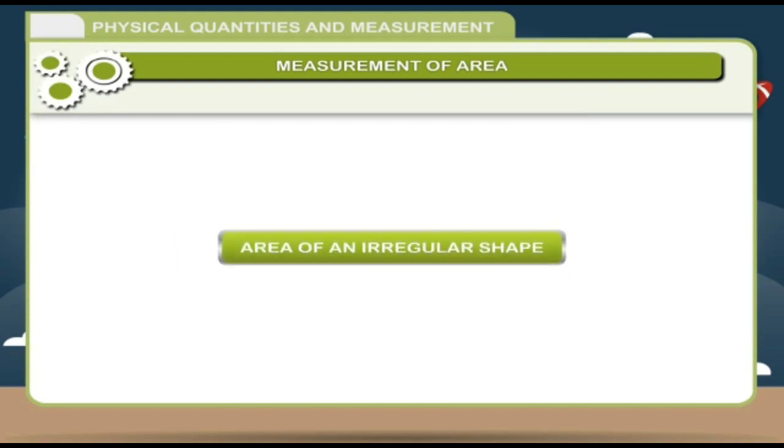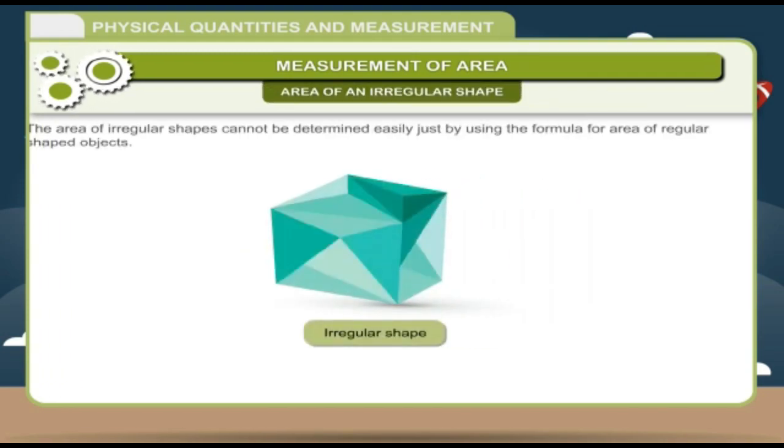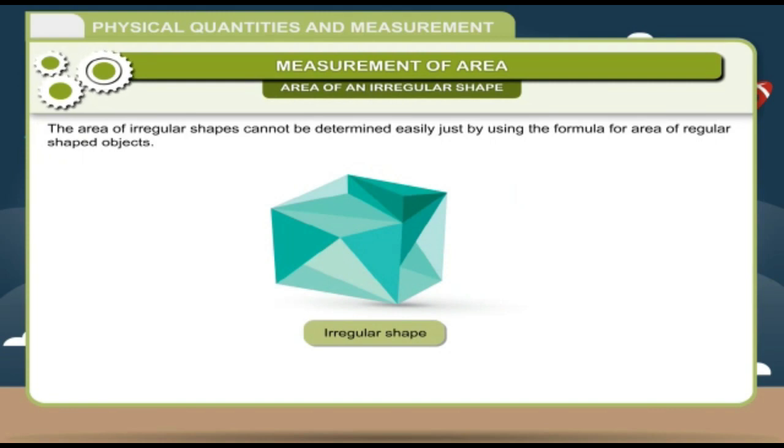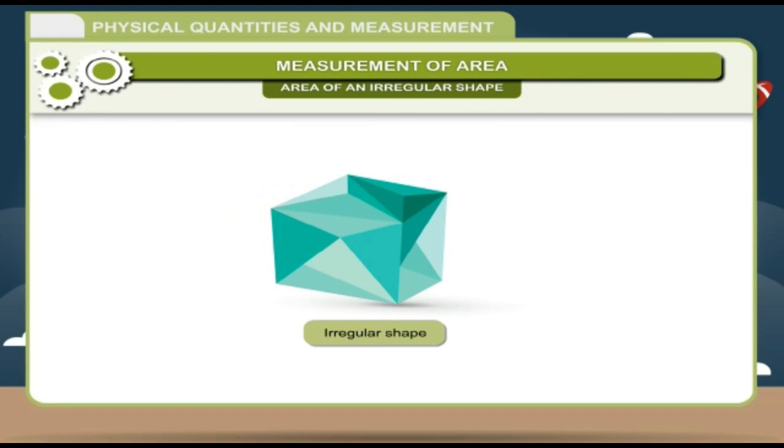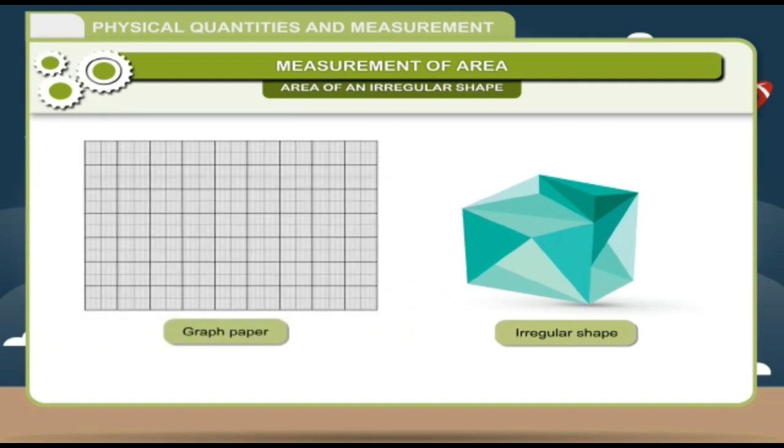Area of an irregular shape. The area of an irregular shape cannot be determined easily just by using the formula for area of regular shaped objects. The areas of such shapes can be found by using graph paper.